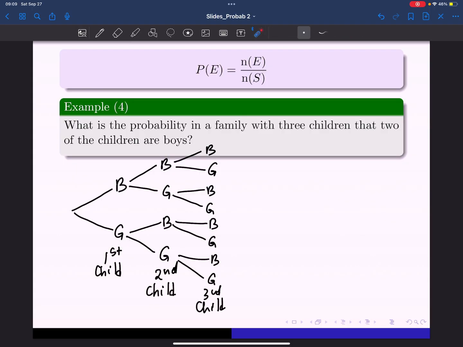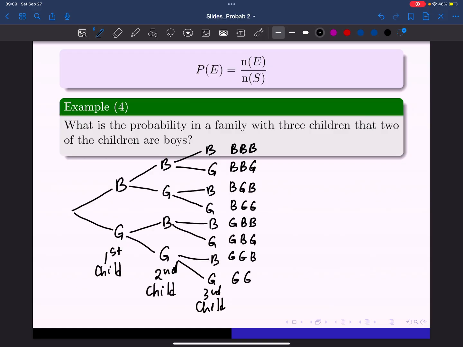And then to list the events, as you remember, we're gonna go boy, boy, boy, boy, boy, girl, and so on. So we have boy, boy, boy. Then boy, boy, girl. Then boy, girl, boy. Boy, girl, girl. Then girl, boy, boy. Then girl, boy, girl. Girl, girl, boy. And girl, girl, girl. I hope we can see it. If we go on this branch, we have girl, boy, boy, and that's girl, boy, boy right here.